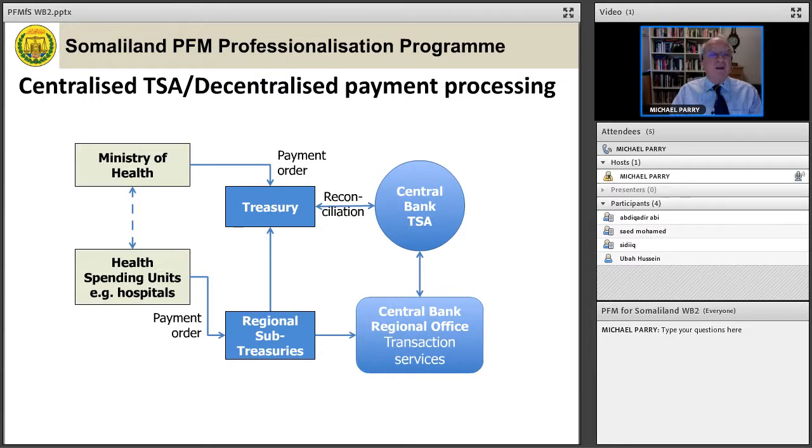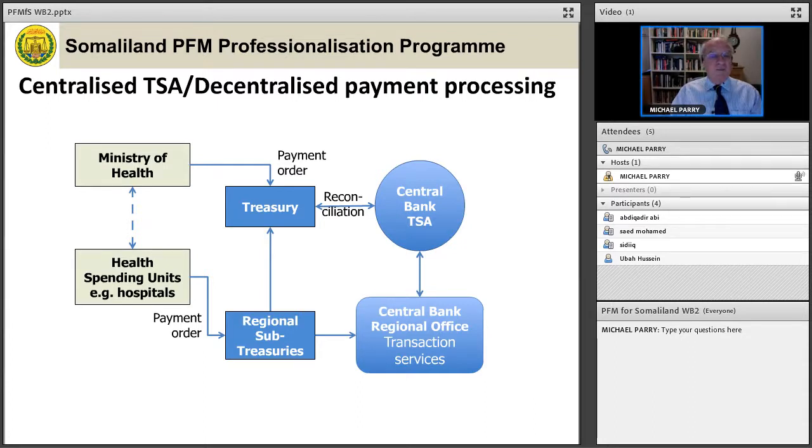If we have a centralized Treasury single account, but a decentralized payment processing system, all the payments are made through the central bank, either its head office or any regional offices it may have. But even if the payments are made through regional offices, they all are dealt with through the single Treasury bank account in the head office of the central bank.